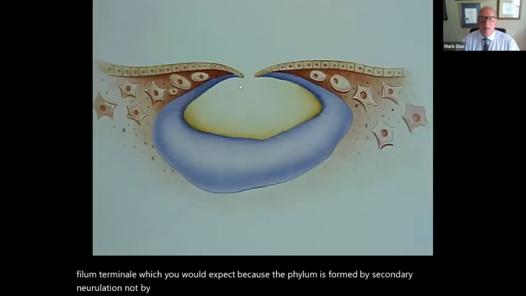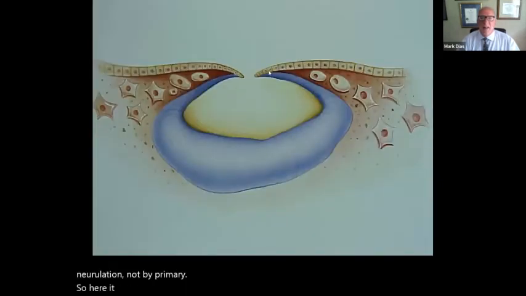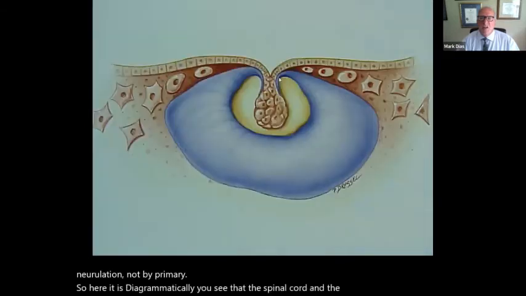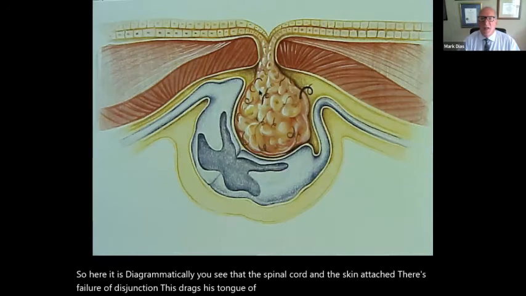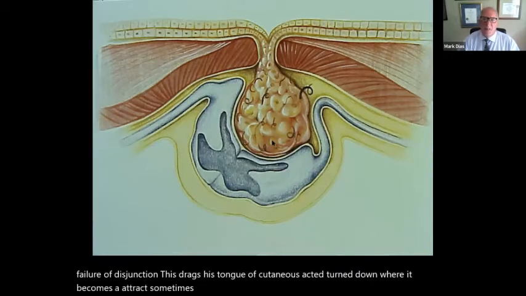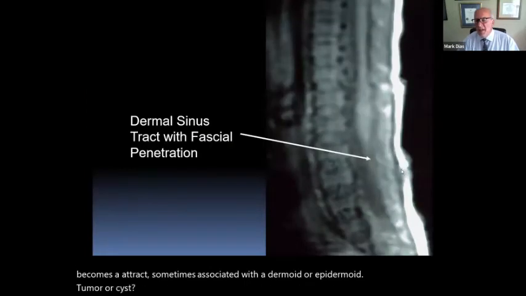So here it is diagrammatically. You see the spinal cord and the skin attached. There's failure of disjunction. This drags this tongue of cutaneous ectoderm down, where it becomes a tract, sometimes associated with a dermoid or epidermoid tumor or cyst. And this is what it looks like in a newborn.